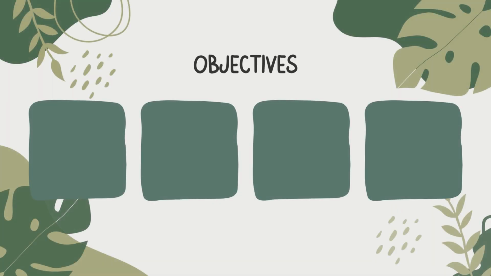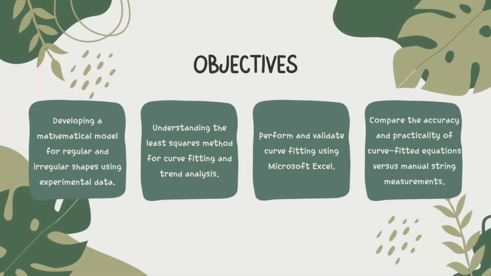There are 4 objectives in this project. First, developing a mathematical model for regular and irregular shapes using experimental data. Second, understanding the least squares method for curve fitting and trend analysis. Third, performing and validating curve fitting using Microsoft Excel. Last but not least, comparing the accuracy and practicality of curve-fitted equations versus manual string measurements.